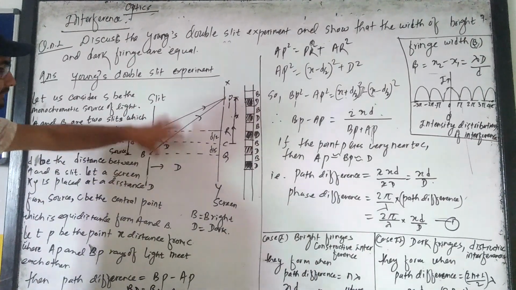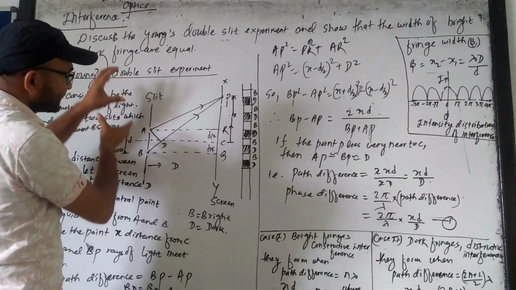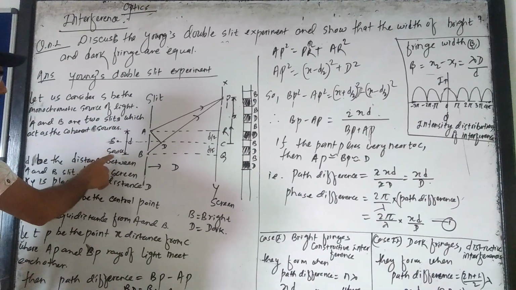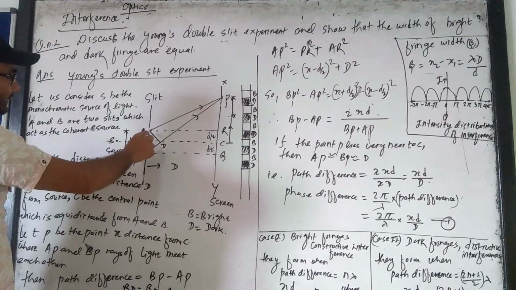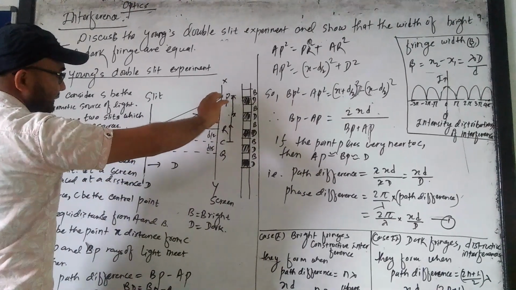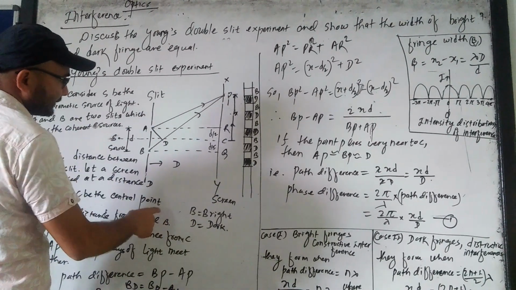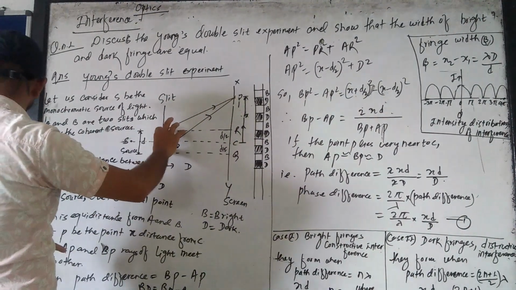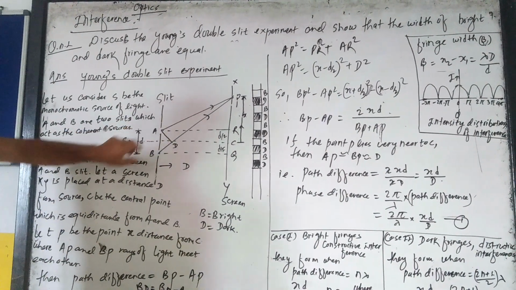In this experiment, here is given how all these things were set up. You can see A and B are the slits as a source, and light is coming from the A slit and the B slit. The light goes in between the slits and the screen and strikes at point P. You can see that capital D is the distance between them, and small d is the distance between the two slits.